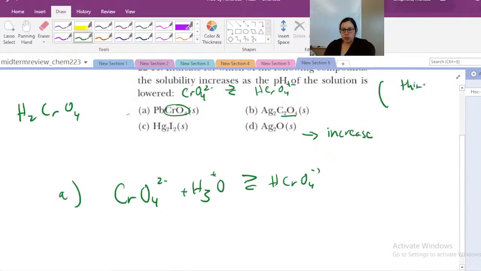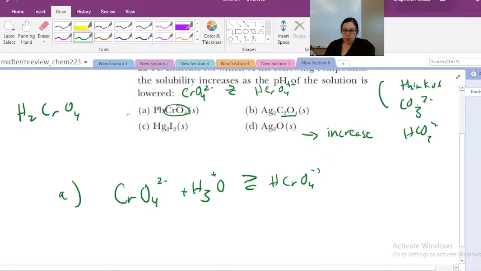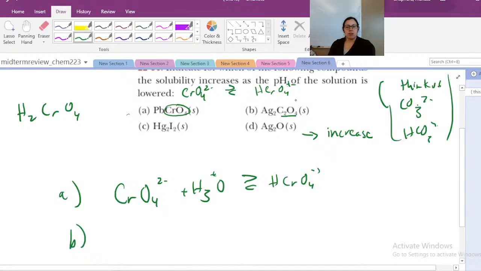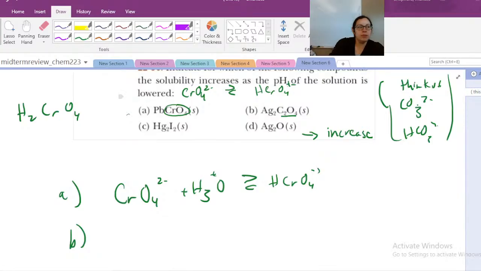So I'll just say think of carbonates and hydrogen carbonates, and how those have equilibrium in solution. Those are things you've seen before, so it's the same sort of concept going on here. And for B, the same trick applies: I believe this is oxalate, which is another organic acid.